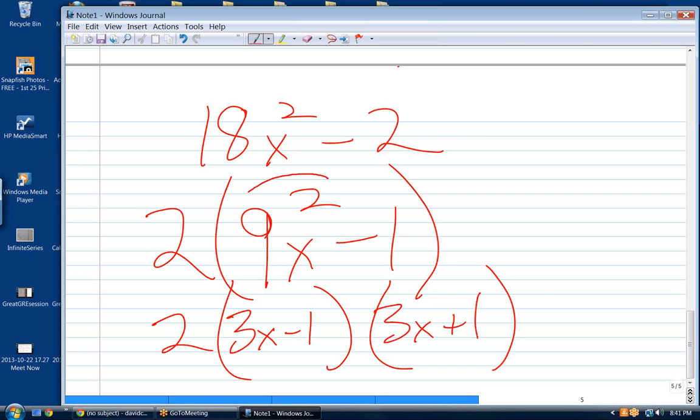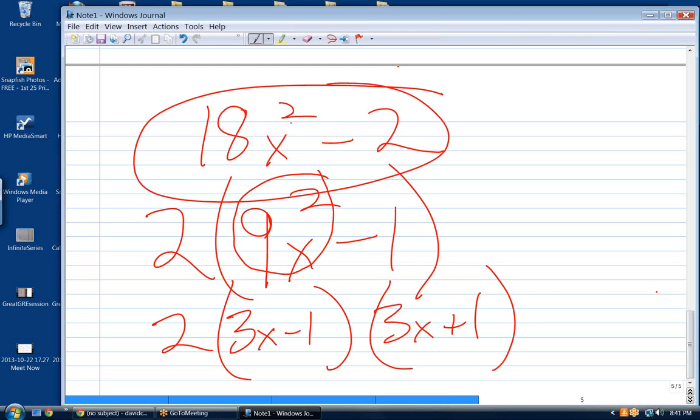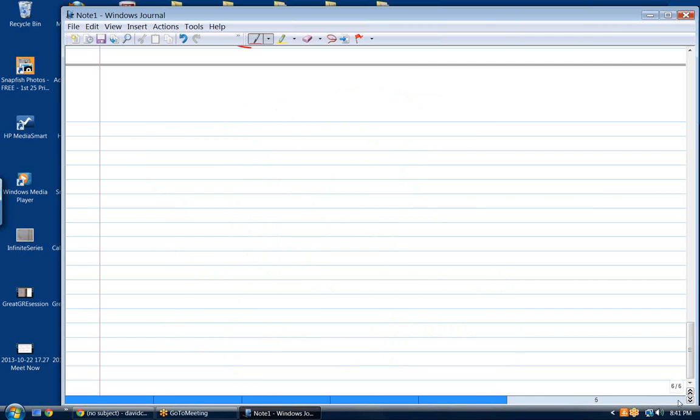In other words, I took the square root of that, which is 3x. Okay. So even when they don't look like perfect squares, you're usually going to be able to factor a number out so that they will be perfect squares.